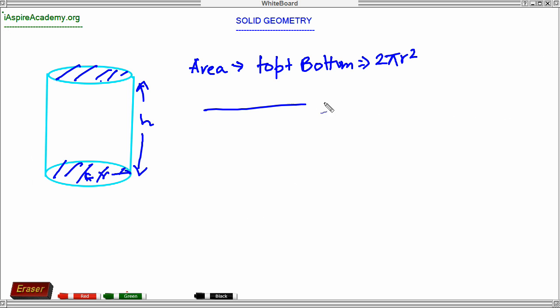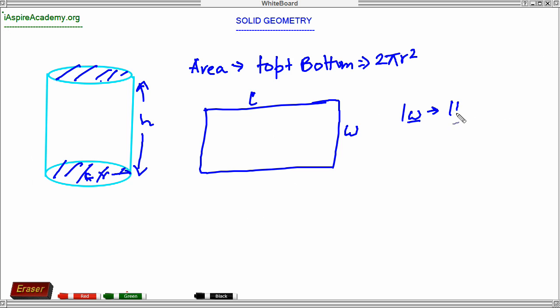Now the area of the side: if you take a rectangular piece of paper, and you take one side and slowly bring it to the other side to make a cylinder, the area is basically the area of the rectangle, which is L times W. Now see, W becomes the height of the cylinder. Now L, if you take the entire length of L, becomes the perimeter of this circle.